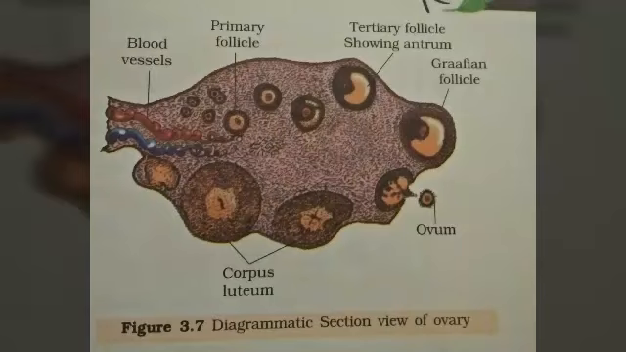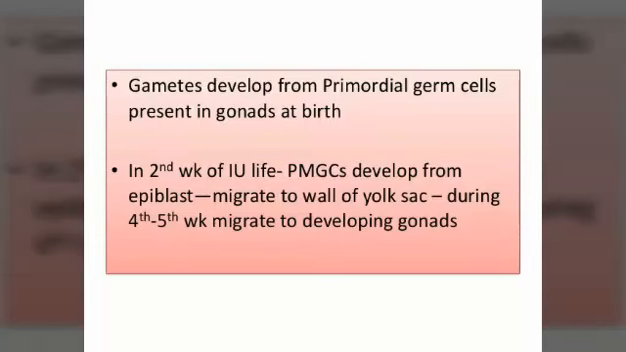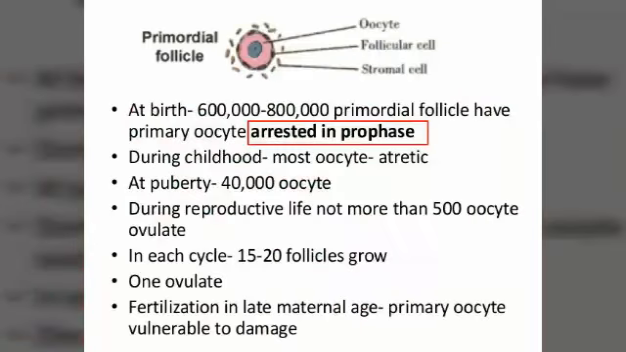So this is the diagram of the ovary, in which you can see the blood vessels, primary follicle, tertiary follicle showing antrum, Graafian follicle, and then the ovum released. Then the rest part is the corpus luteum. So this is the process of gamete formation, gamete development, and in this process the sperm and ovum both are developed. This is the chart which represents the formation of oocytes.